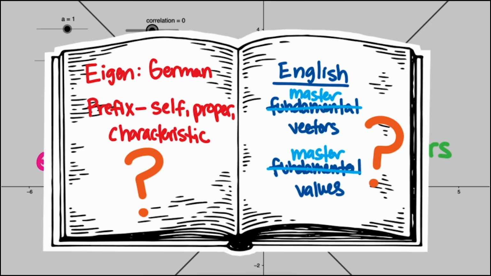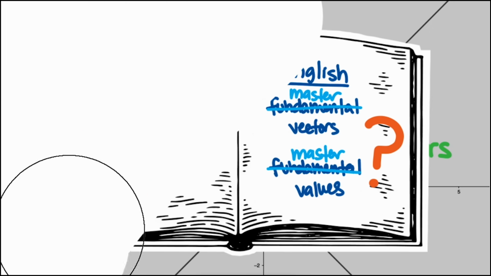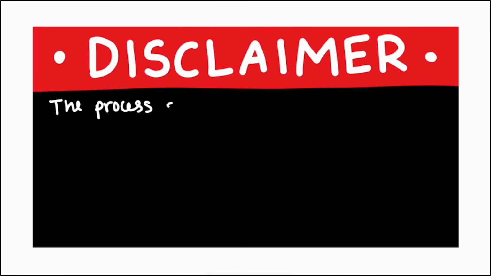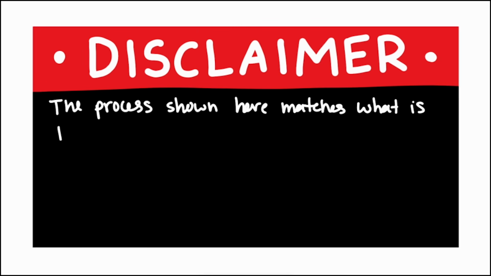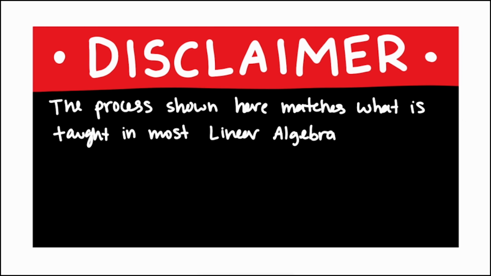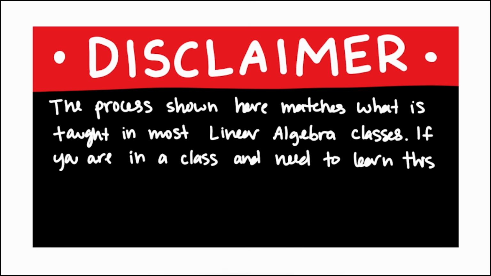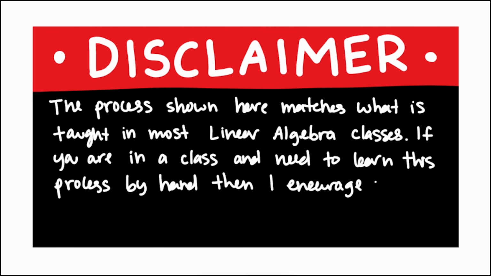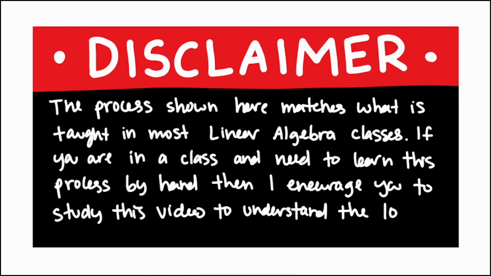The process takes several steps. We will walk through the process for a simple 2x2 correlation matrix by hand, then use a computer to help us with the survey data. The process of finding these by hand matches what's taught in typical linear algebra classes. If you're in a class where you need to do this process by hand, then I strongly encourage you to study this process so you understand the logic of each step in this long process. If you're not in a linear algebra class, the process still can be insightful.